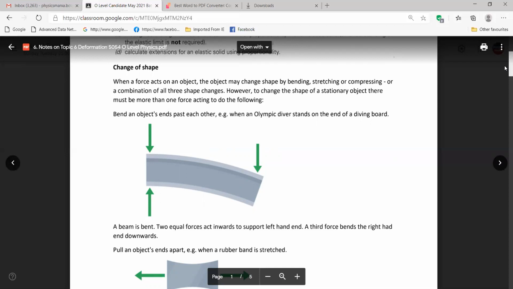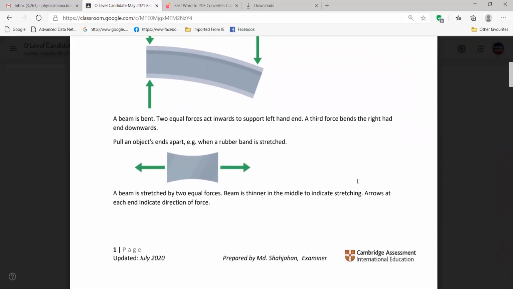Example, when an Olympic diver stands on the end of a diving board. A beam is bent: two equal forces act inwards to support the left hand end, and a third force bends the right hand end downwards. Pull an object's ends apart. Example, when a rubber band is stretched, a beam is stretched by two equal forces. The beam is thinner in the middle to indicate stretching. Arrows at each end indicate the direction of force.